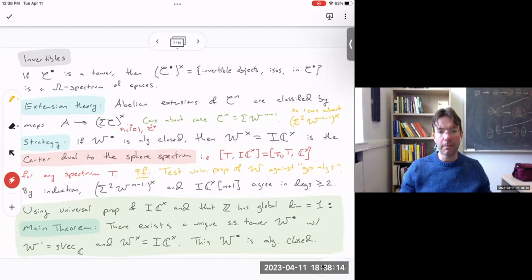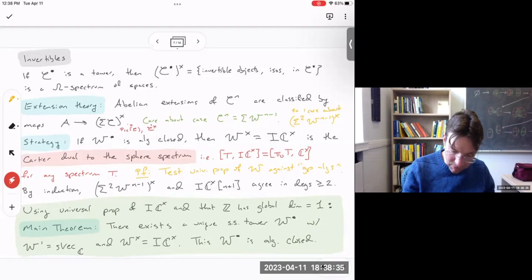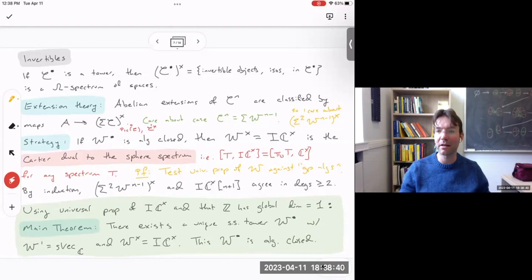Okay, so as I said, the spectrum I care about is not quite IC cross, but it looks like IC cross above degree, in degrees 2 and above. Specifically, it looks like a particular shift of IC cross, where you shift in degree by n plus one. A topologist would have written this as sigma n plus one IC cross, but I'm using sigma for something else, so that's why I'm not writing it that way. And now I can just tell you the main theorem that we proved.